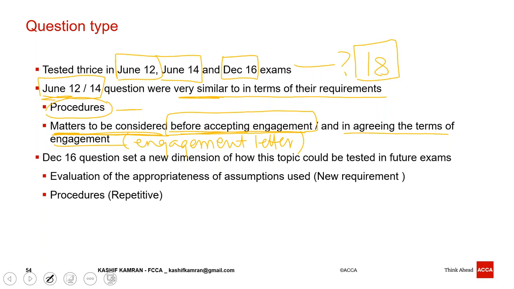Okay, now let's first go with one type of the question quickly. That is to look at June 12 and June 14. The question in June 12 and June 14 is on prospective financial information.